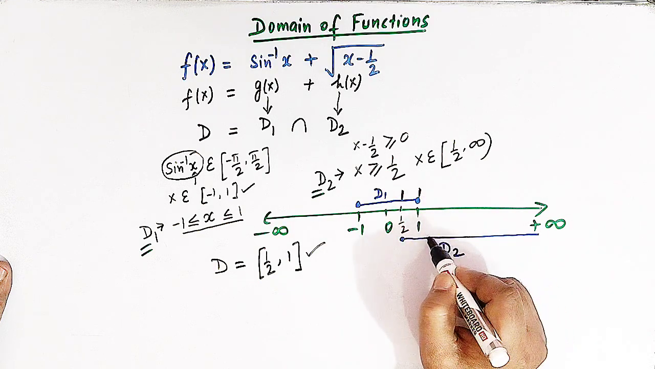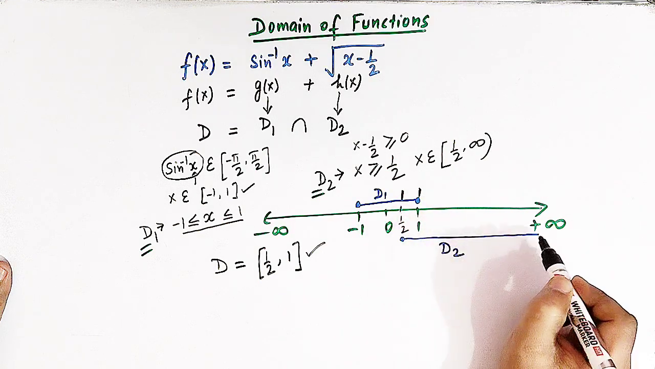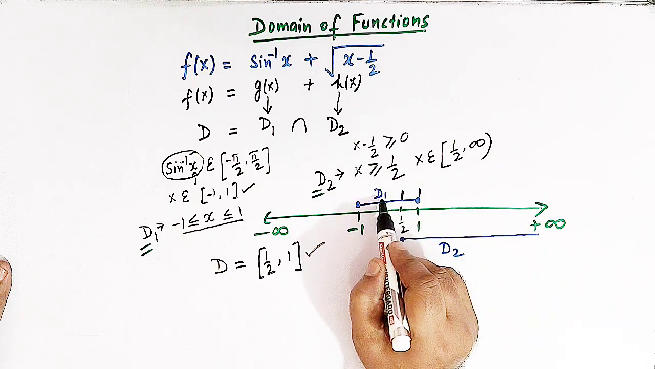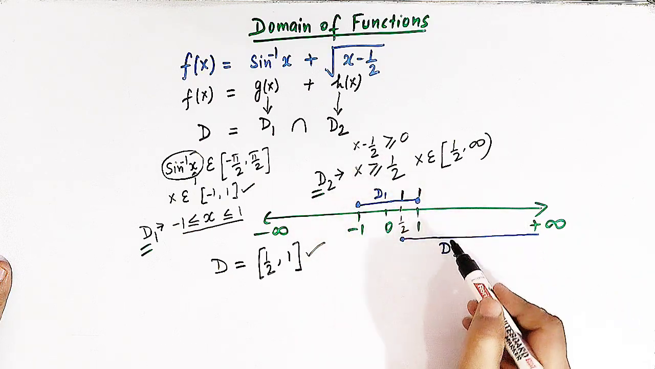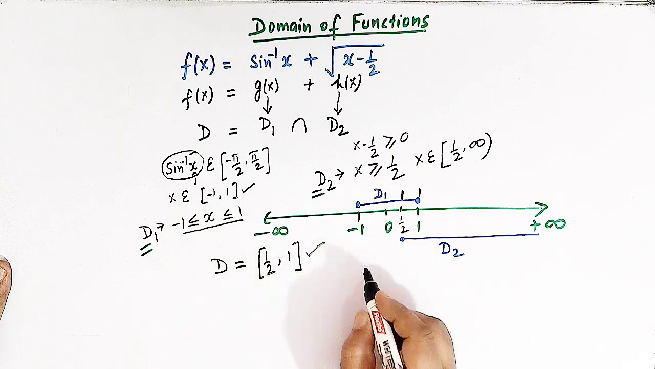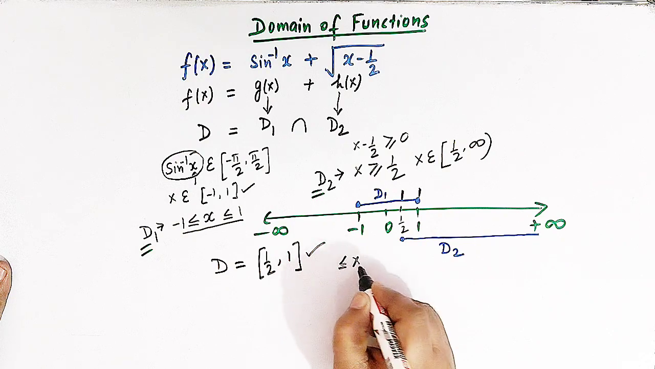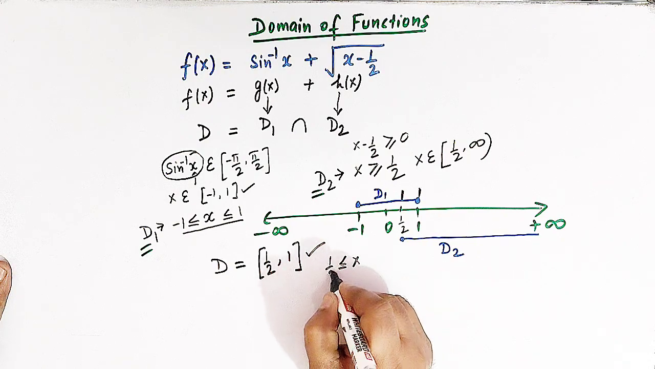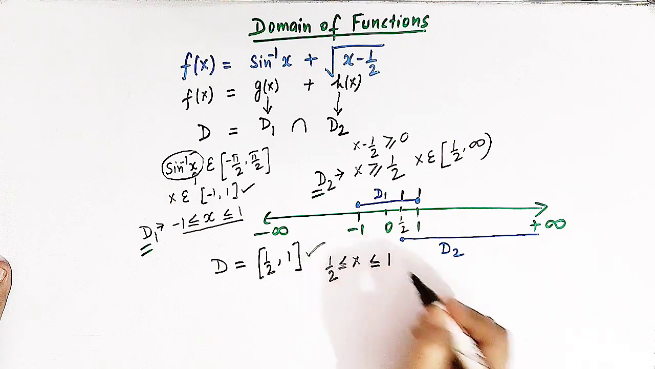The part from 1 to infinity is not included in d1, and similarly we can explain the other regions also. So our required domain is given by this interval, which can also be written like this: x is greater than or equal to half but less than or equal to 1.